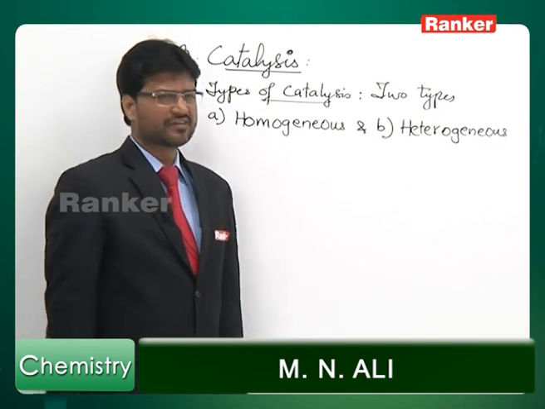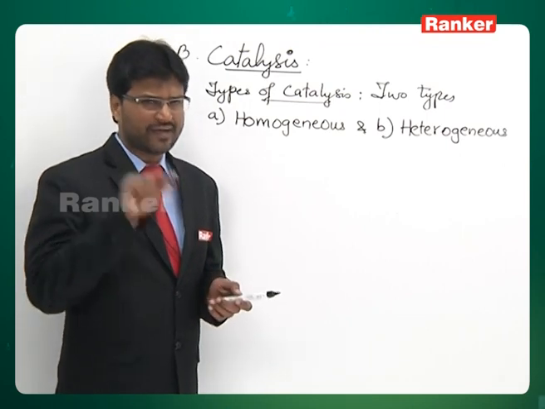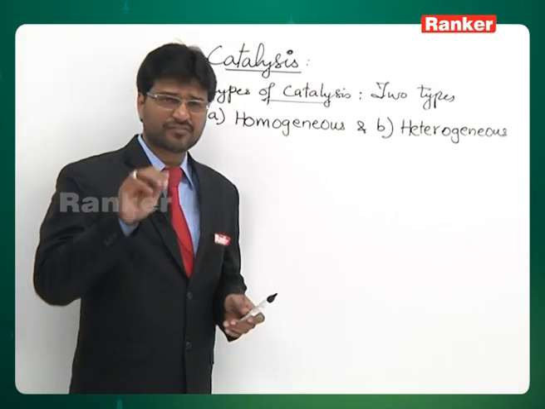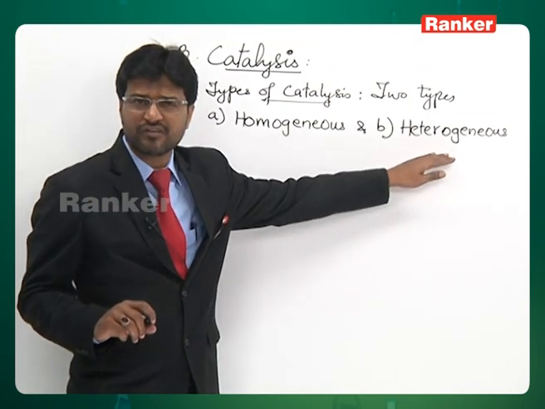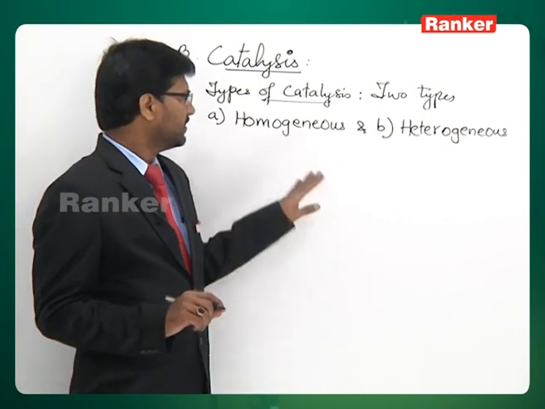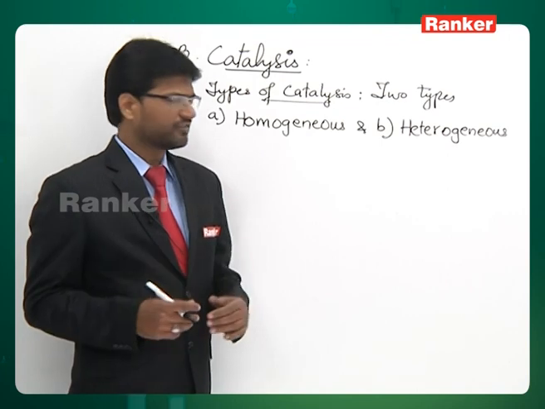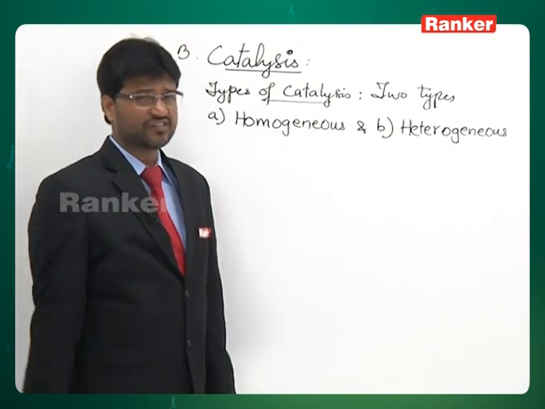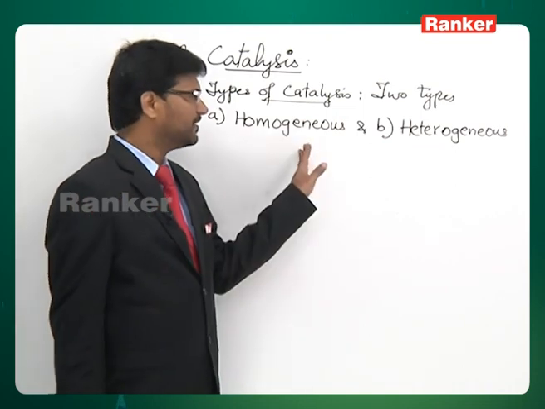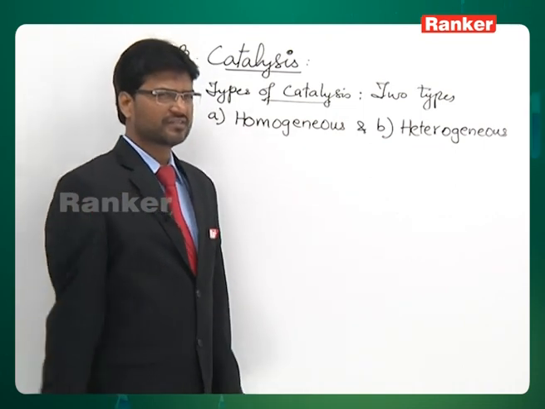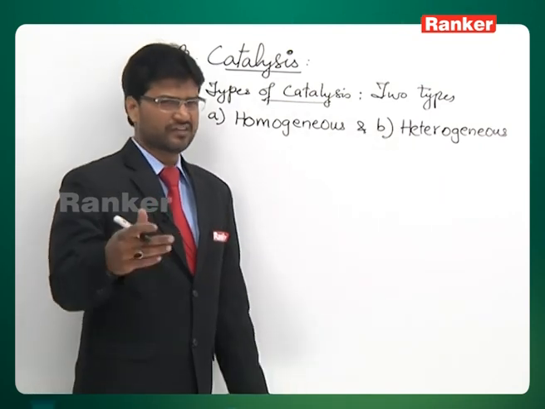For example, take the case of Haber's process for manufacture of ammonia. The two reactants N2 and H2 are gases, whereas the catalyst which is being used is Fe, which is a solid. So it's a clear case of heterogeneous catalysis. Homogeneous catalysis. See, here you can think of two possibilities. You can have all of them gaseous substances, or you can have them in solution phase. So gas phase or solution phase reactions are homogeneous catalyzed reactions, whereas in heterogeneous catalysis they are in different phases.